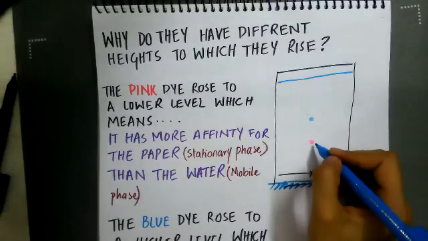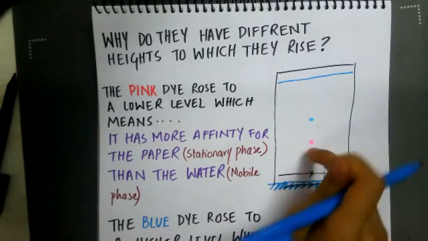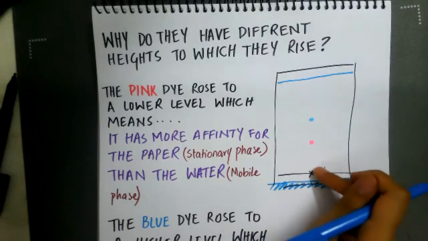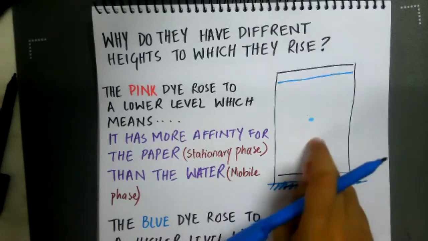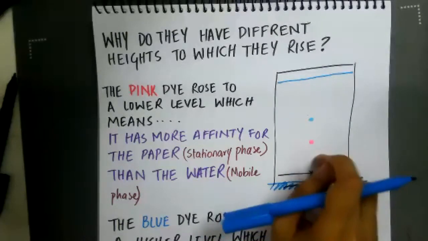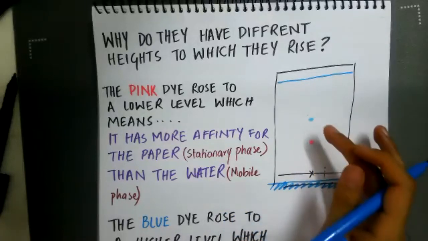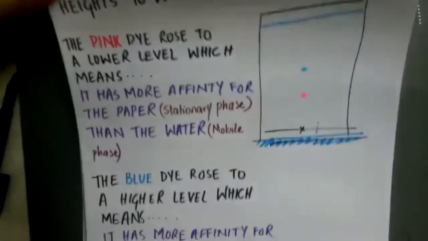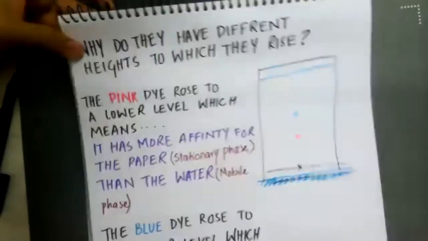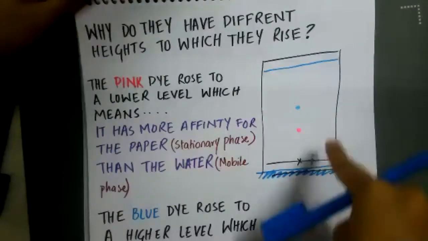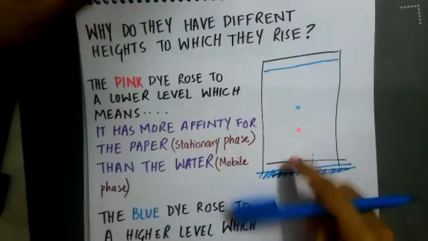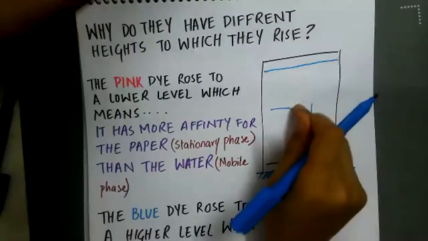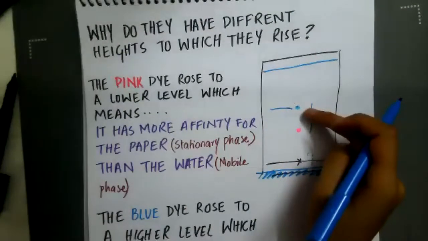So the pink dye had more affinity for the paper than for this solvent. That's why it got dissolved in the solvent and was borne up till here, but then it just settled down and went back to the paper it loved. But the blue liked the solvent more, so the blue dye rose to a higher level, which means it has more affinity for the water, the mobile phase, than the stationary phase. So it likes to move. And so it ran up with the water and it bore it till here. And this is when it also stopped. Okay.